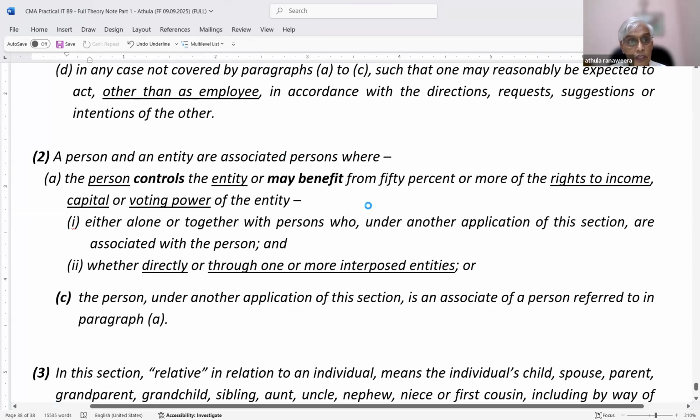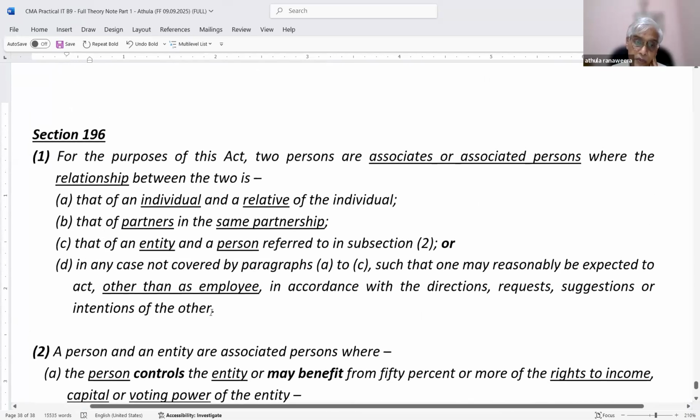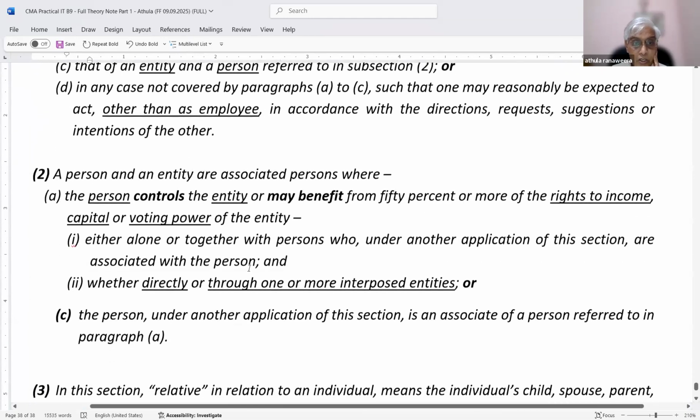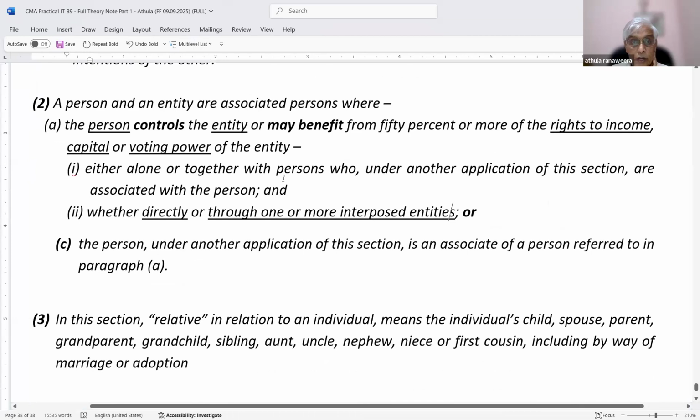Then again, here the conjunction is 'or'. Subsection 1 ends with a full stop. Subsection 2 also ends with a full stop. But item 2A they have considered separately. Why is this not serial? This is B. Something has happened to that.